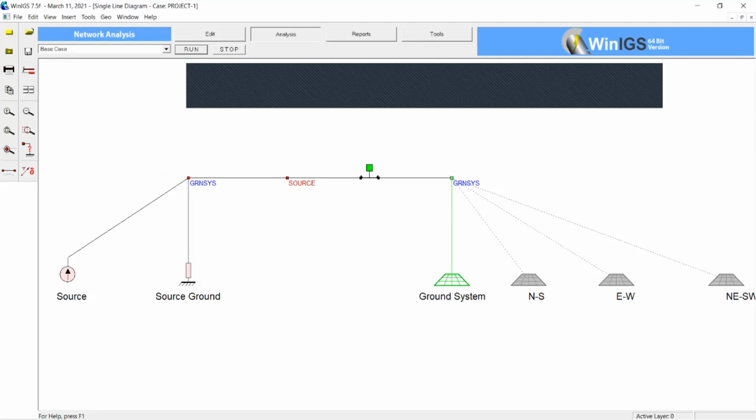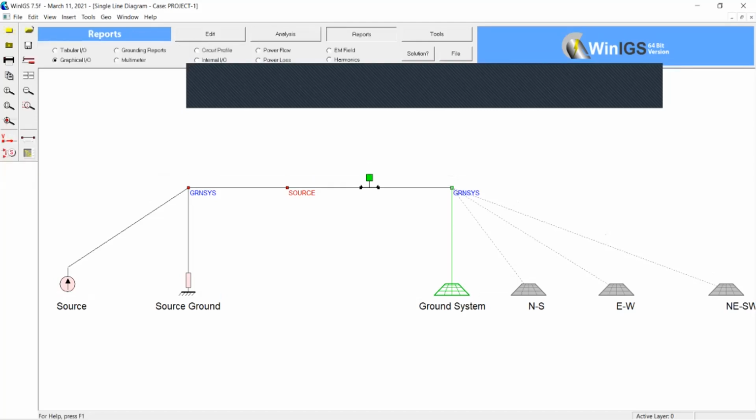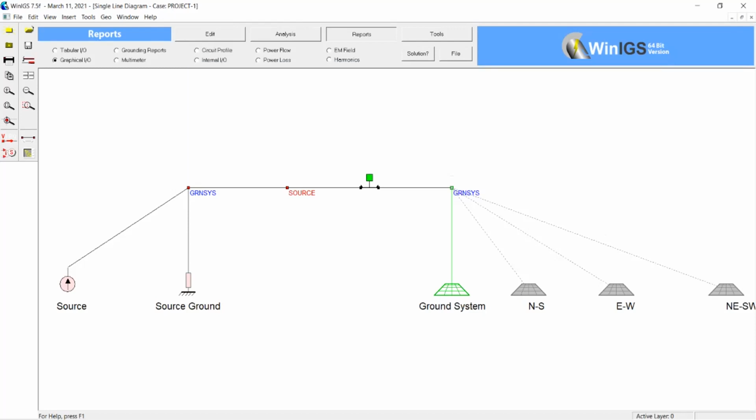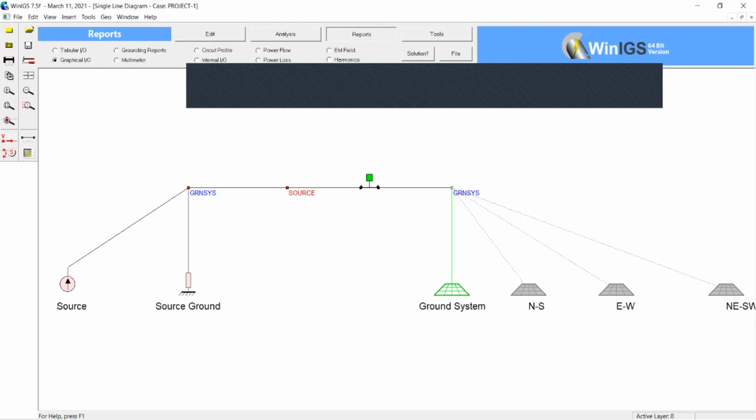Now you will click on the report button here. See, report, click on there. If you click on there, some new button will pop up. You have it? Does everyone have it? So when you have it, click on your grounding system here again.